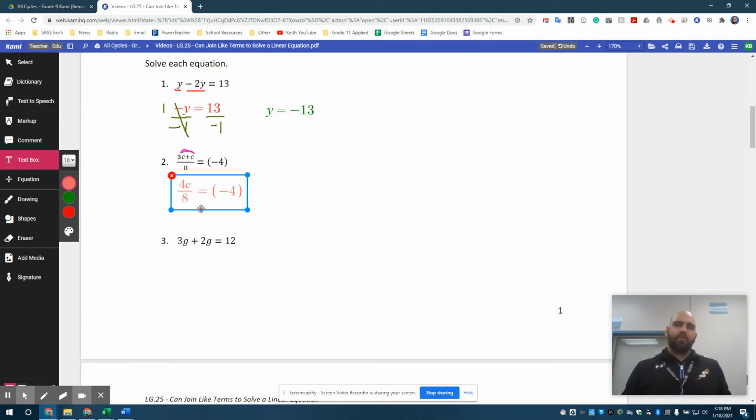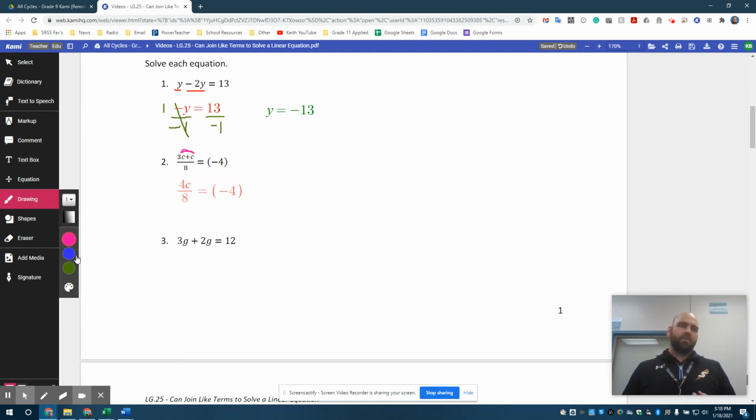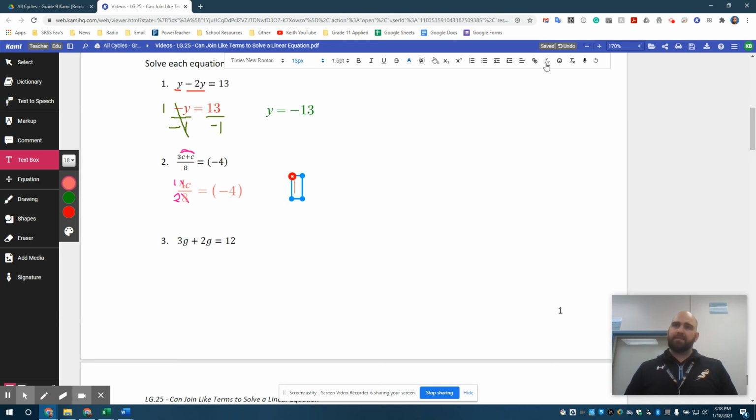Now, one thing that we can see here is that we have a 4 divided by 8, and we can actually simplify it. Think of it as a fraction. We can simplify that by dividing both of those by 4, and it becomes 1 over 2. Okay? And what that changes, and again, this is going maybe a little bit ahead, and we'll get into this a little later on. We're going to get c over 2.